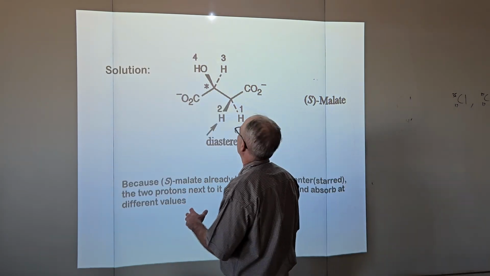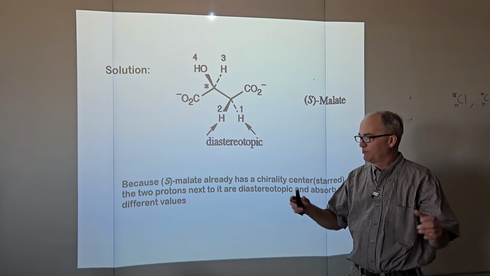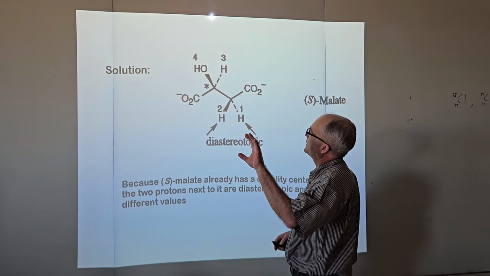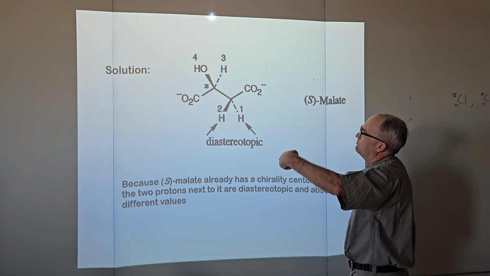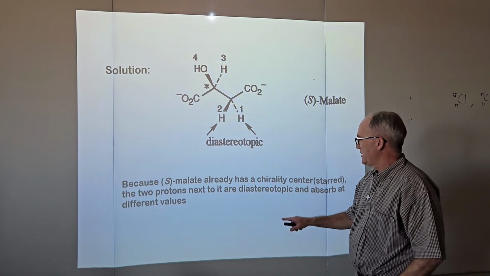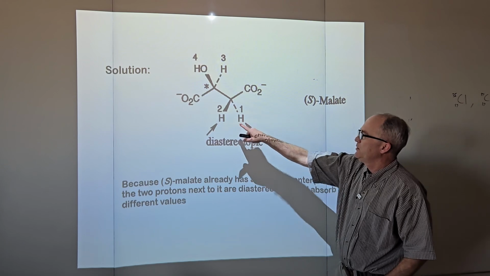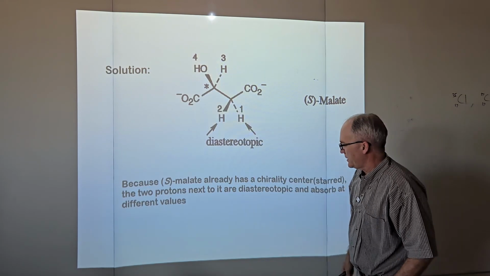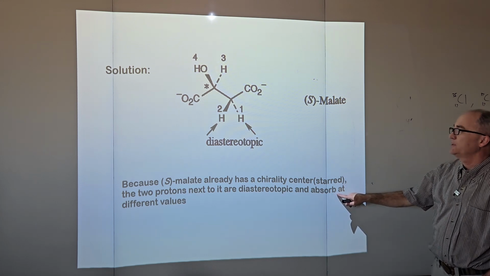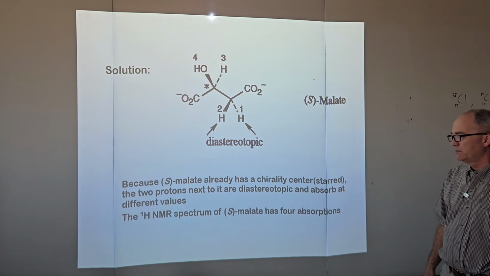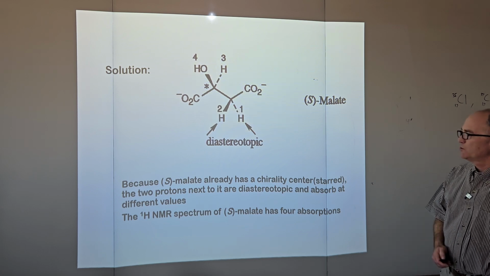Because S. Yeah, it looks like S to me. I really like the hand rule. Hydrogen's going back, hydroxide, this carbonyl carbon group. All right, because S-malate already has a chirality center right there, these two protons adjacent to that are diastereotopic and absorb at different values. And so the proton NMR spectrum of S-malate has 4 absorptions.